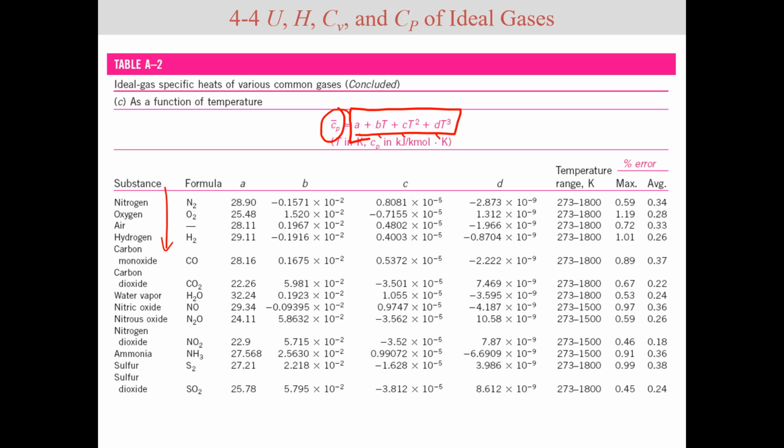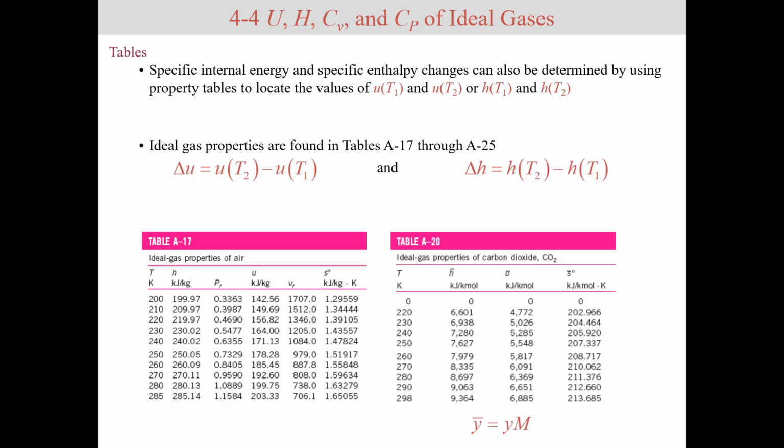Now, if we wanted to, we can also quantify the internal energy and enthalpy of ideal gases by using what we call ideal gas tables. So if you look in your book, there are ideal gas tables, which are basically tables A17 through A25.